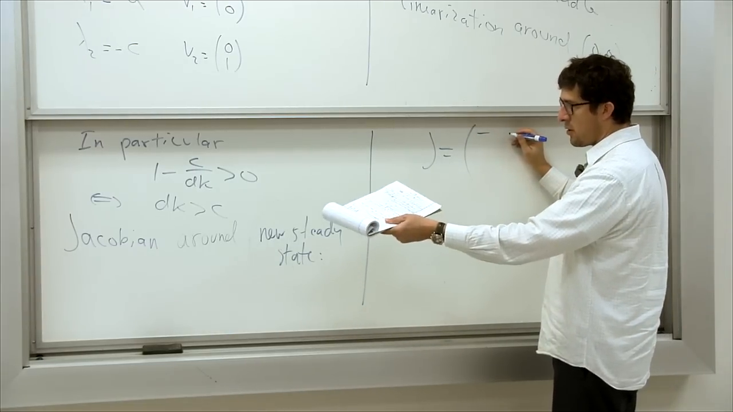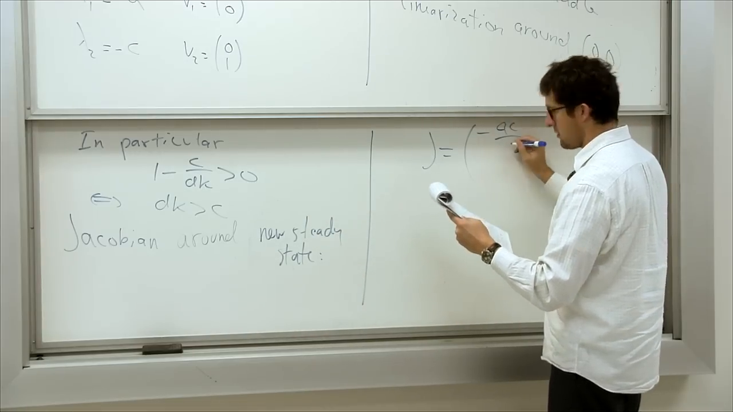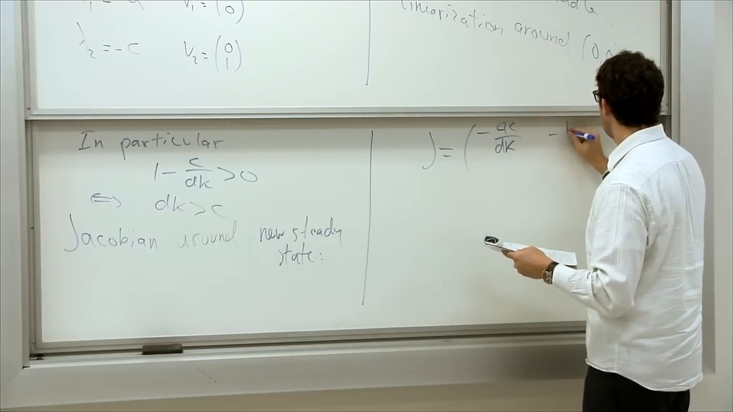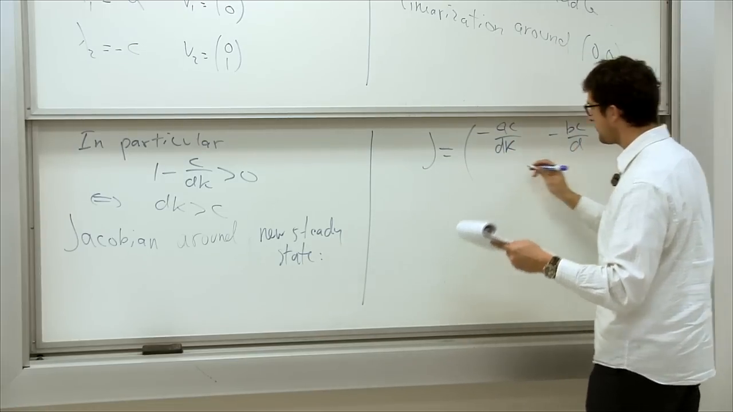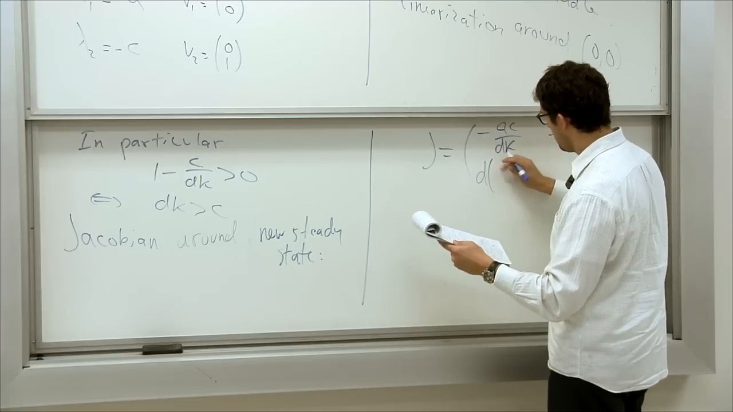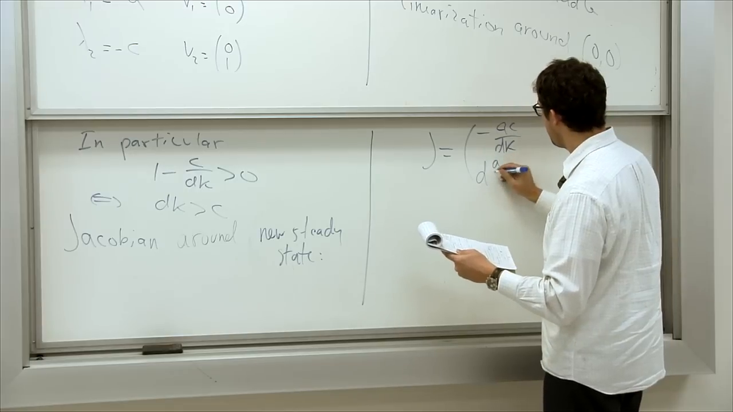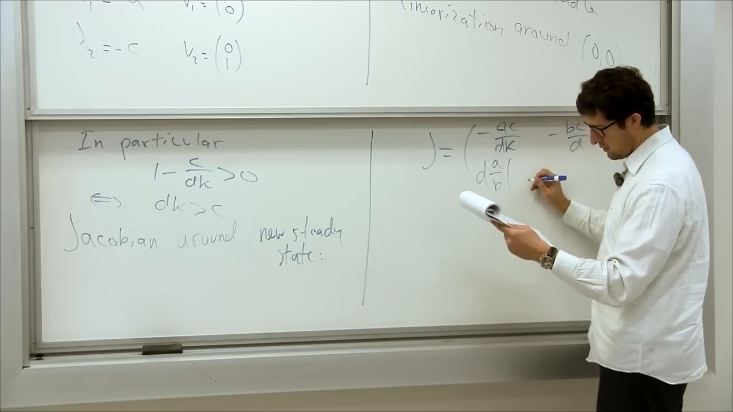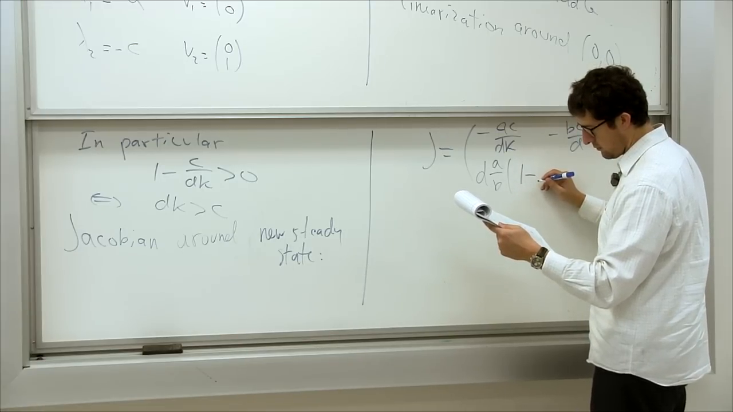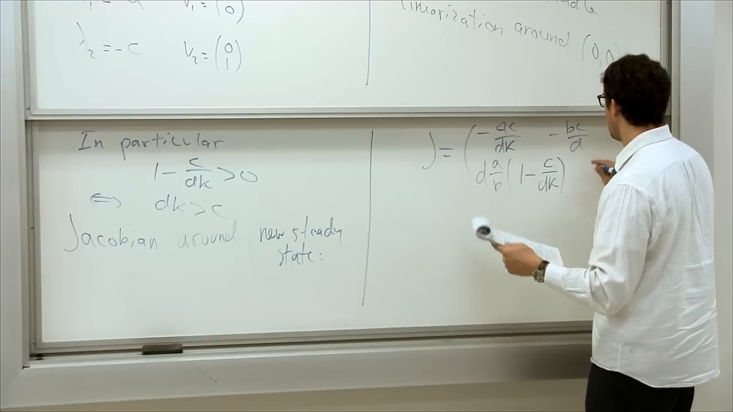So you calculate the Jacobian and then plug in those numbers over there, and you get minus ac over dk, minus bc over d, times, okay, this is dab, like this, times 1 minus c over dk, and 0.